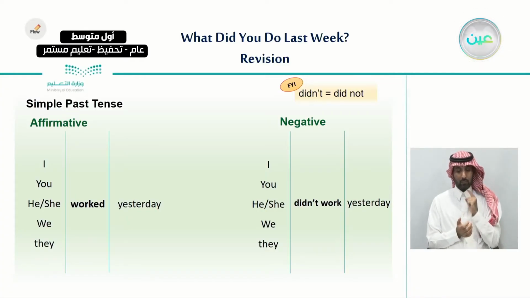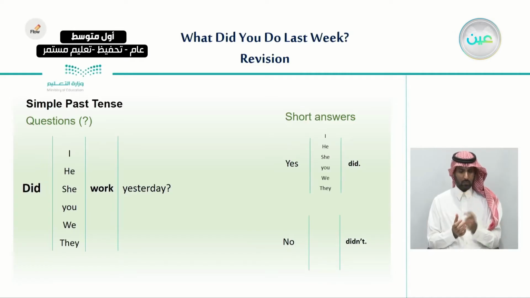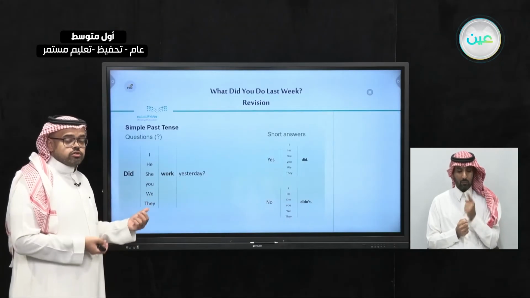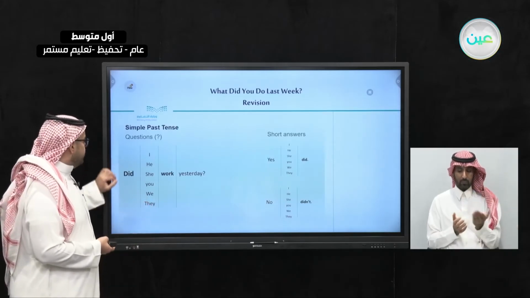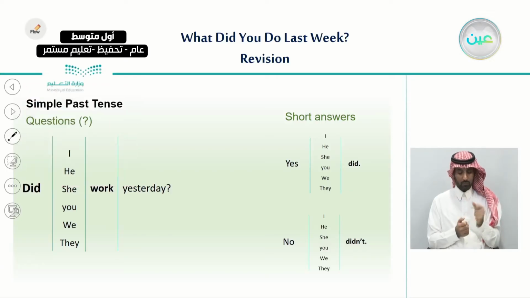So this is about sentences. As for questions, and how you can make questions in the past, as we said, you use the auxiliary verb did at the beginning of a question. So again, no matter what the subject pronoun is, we use did with all of them. So, did I, or did she, or did we work yesterday? The same thing goes for questions.